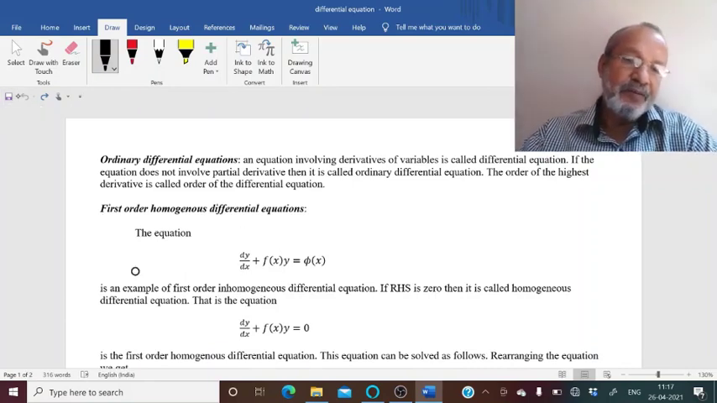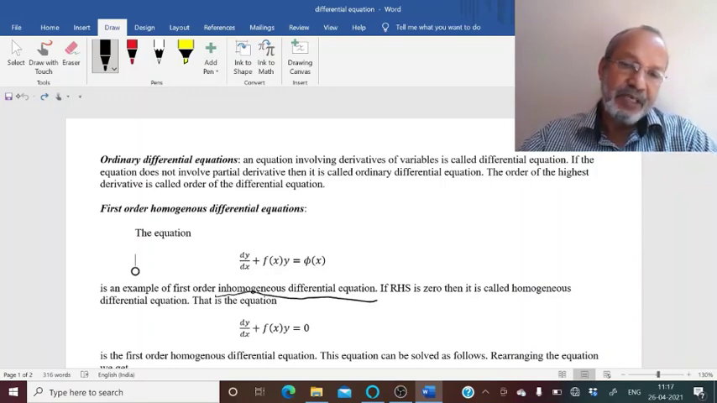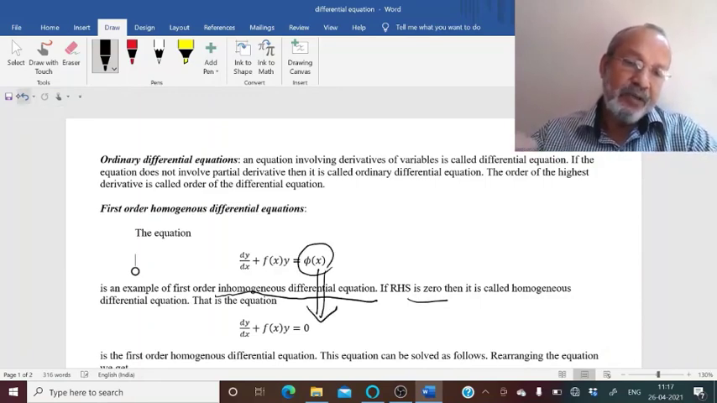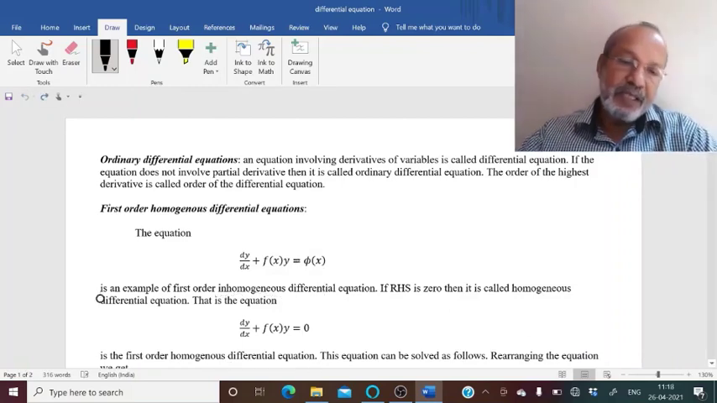Generally, this type of first order differential equation is called an inhomogeneous differential equation. And if the RHS is 0, so if phi of x is 0, then that becomes a special type of differential equation. It is called a homogeneous differential equation. There is a general method of solving this homogeneous differential equation.